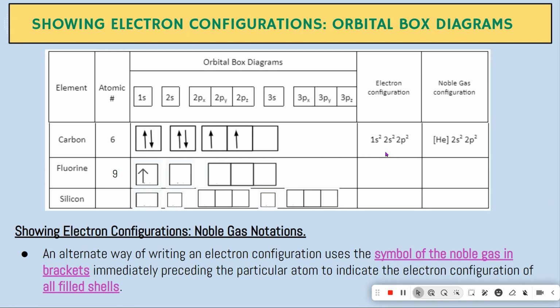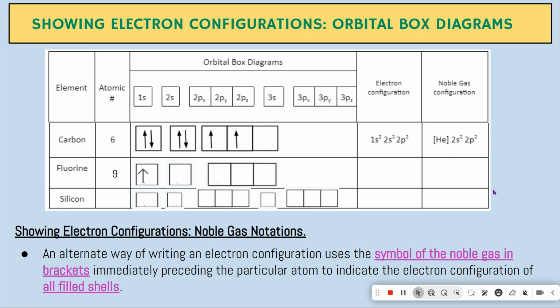The electron configuration then to represent this would be energy level 1, subshell s contains 2 electrons. Energy level 2, subshell s contains 2 electrons. And then energy level 2, subshell p contains 2 electrons. So 1s2, 2s2, 2p2. And then again, the noble gas configurations, we will talk about what we can do with this.